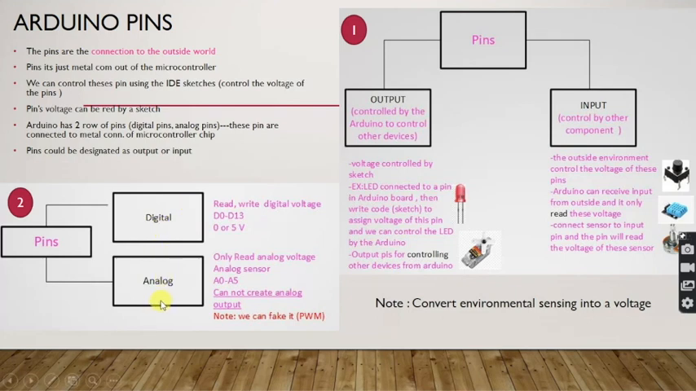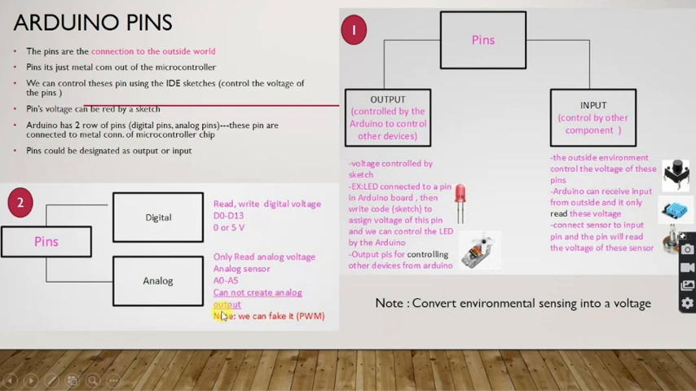The analog pin, on the other hand, only reads analog voltage. The Arduino cannot write or create analog output. This is a very important note. Keep aware of this note. It can only read analog voltage, using A0 to A5, and it cannot create an analog output.